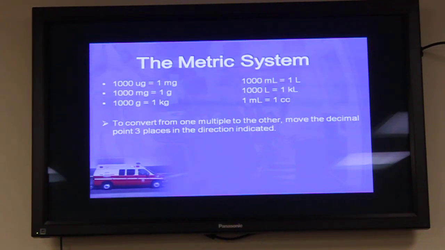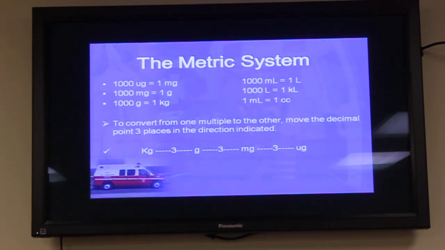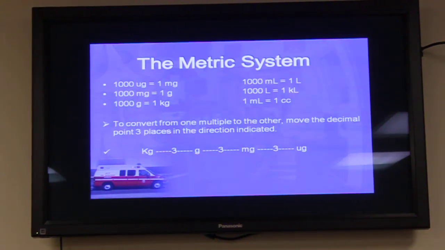Now, how do we come up with the different numbers and what equals what? Well, in order to do that, we're going to convert from one multiple to another by simply moving the decimal 3 places in whatever direction we need to. Okay? So, for example, we're talking about 1 kilogram. We move that decimal 3 places over to the right, and that's going to be however many grams? 1,000. 1,000, good. If we move that 1 gram over 3 spots, how many milligrams is that going to be?